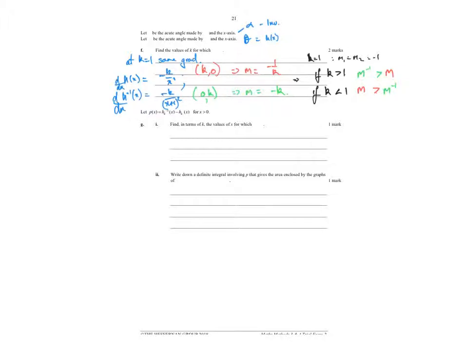P of x is some function h inverse of x minus h of x. Okay, so that's the difference between the two functions, isn't it? Find, in terms of k, the values of x for which p is greater than 0. Okay, so the key point is that point of intersection, isn't it?